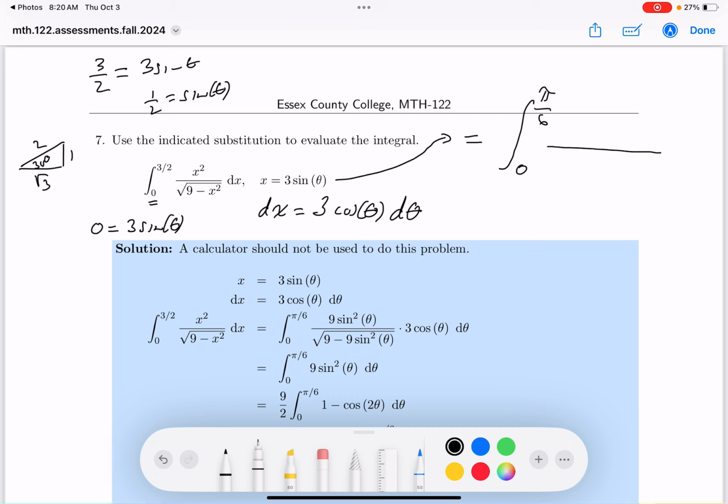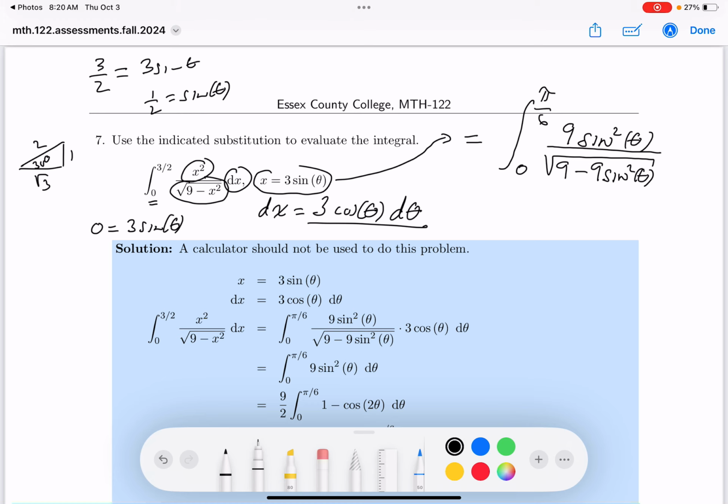I'm hoping things work out really nicely for you. What's x squared? I'm looking at it, and that would be this thing squared, which would be 9 sine squared theta. Relatively simple. I'm going to look at the bottom. I'll write this one down for you. It's the root, and that's going to be 9 minus 9 sine squared theta. And I've got to put dx down now. What's that going to be? 3 cosine theta d theta.